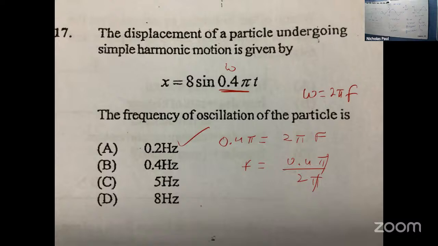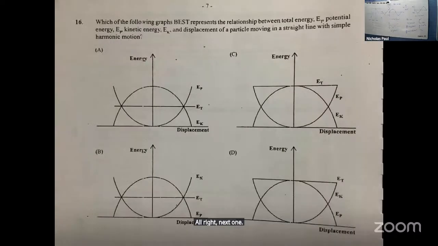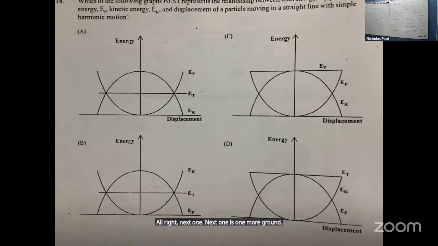Right, next one. Next one is one more graph. Which one is the answer? Hurry up, we did this last week. What's the energy? This is what we did last week. Just multiple choice. Tell me the answer now. Online, you can message the answer. Don't worry. Which graph is correct? That's the question. Which graph is correct? C, correct, yes.